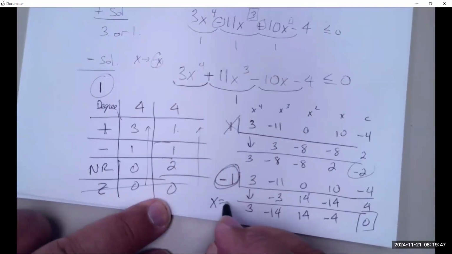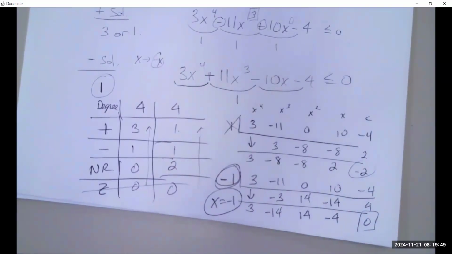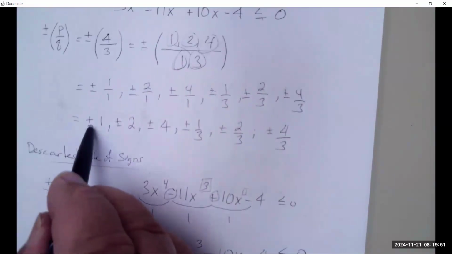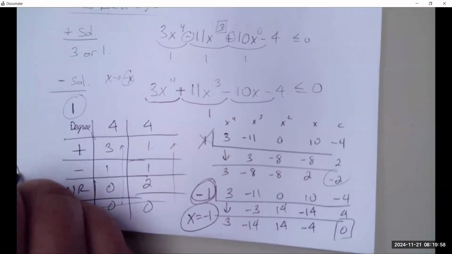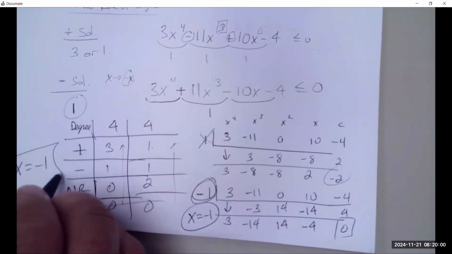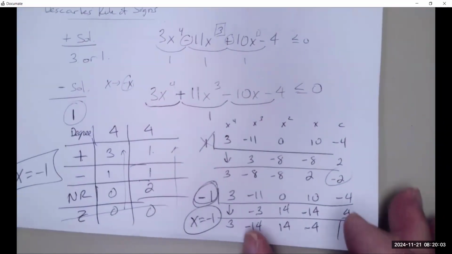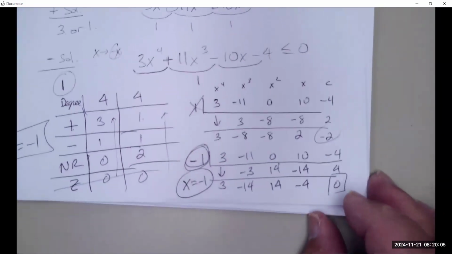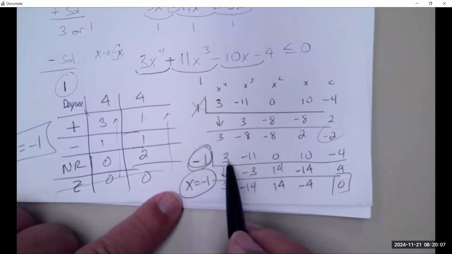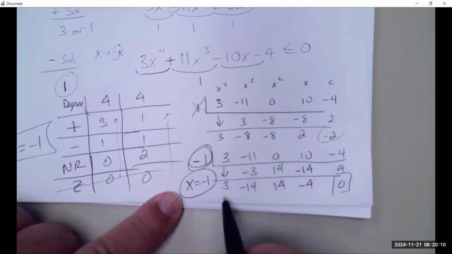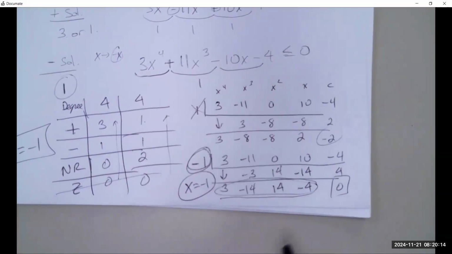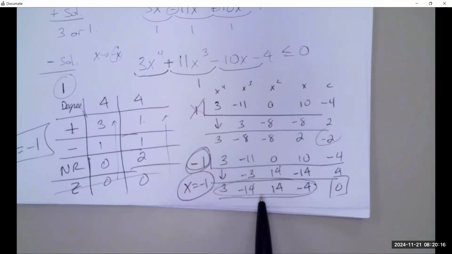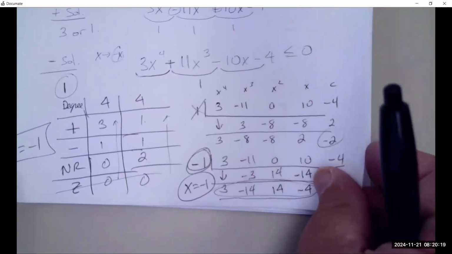And that's the only negative I have. So I don't have to do any more negative answers. All I have to do now is just check the positives. So x equals -1 is one of my x-intercepts. And once you get a 0, you don't have to go back to this original equation. We now only have to look at this part, the bottom part, what's remaining.